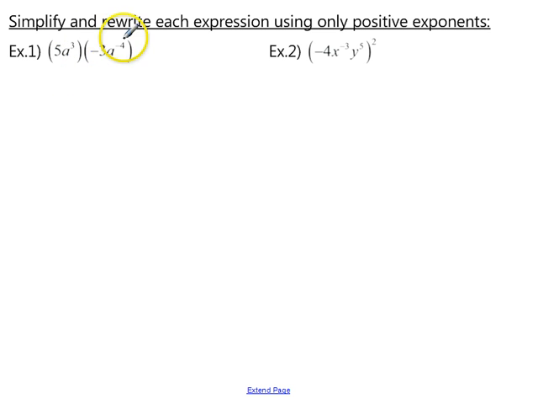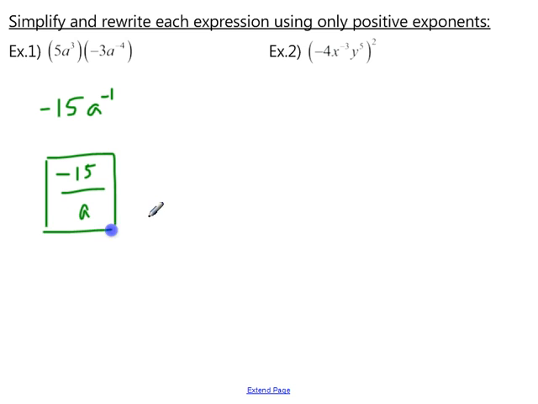So here we have one term multiplied by another. So we can take 5 times negative 3 is negative 15. And then a cubed times a to the negative 4th. Remember, when you multiply like bases, you add the exponent. So 3 minus 4 gives us negative 1. But we don't want to have any negative exponents. So that means that this term, a to the negative 1, we need to take the reciprocal of it. So negative 15 is going to stay where it is. And then we're just going to put the a on the bottom of the fraction. And here is our simplified expression with positive exponents.